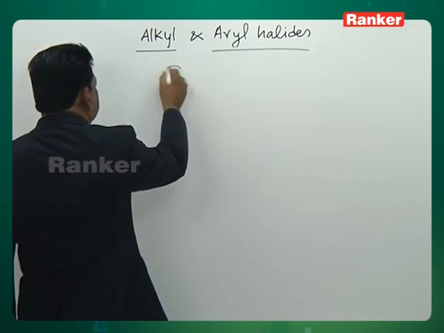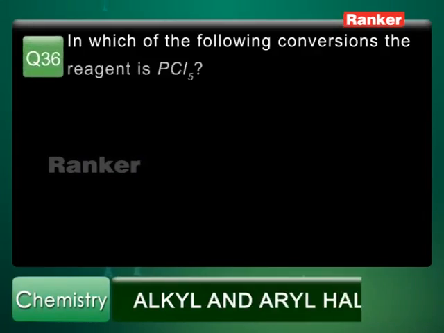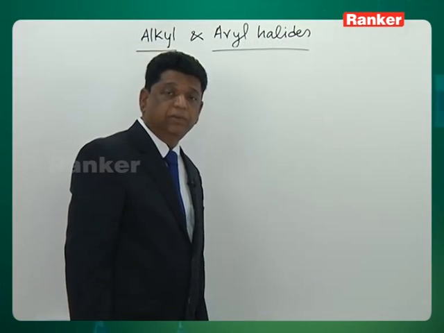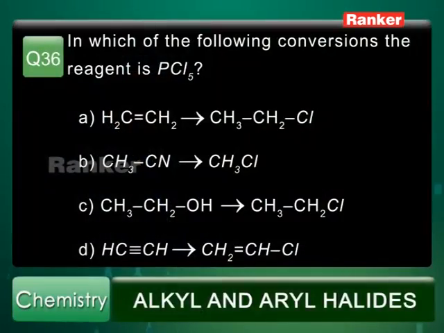Question number 36. In which of the following conversions is the reagent PCl5? Usually PCl5 is a halogenating agent, and it can also be used in the Beckmann rearrangement and so on, as a Lewis acid, as a catalyst in some cases. Let us see the question here.